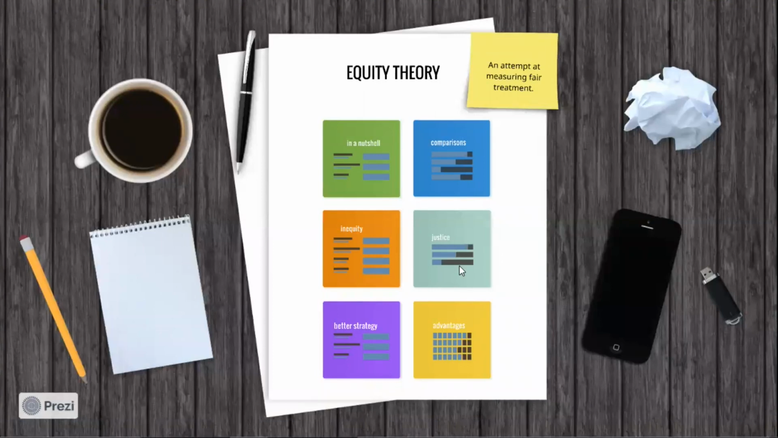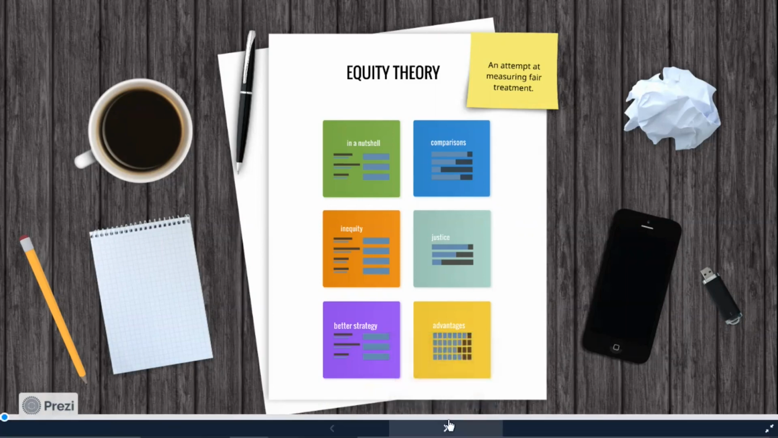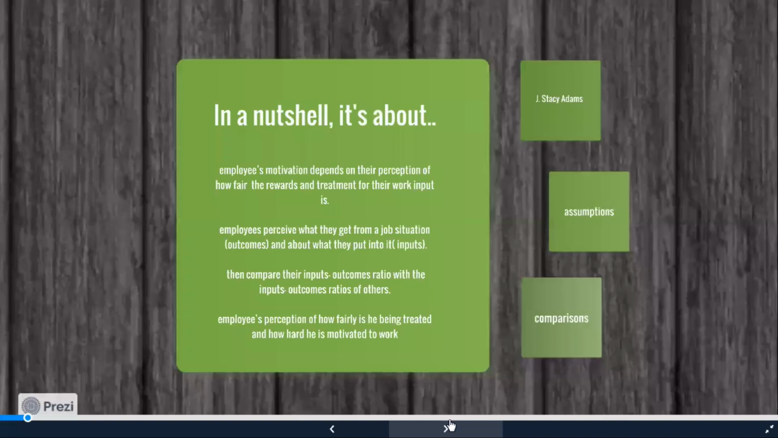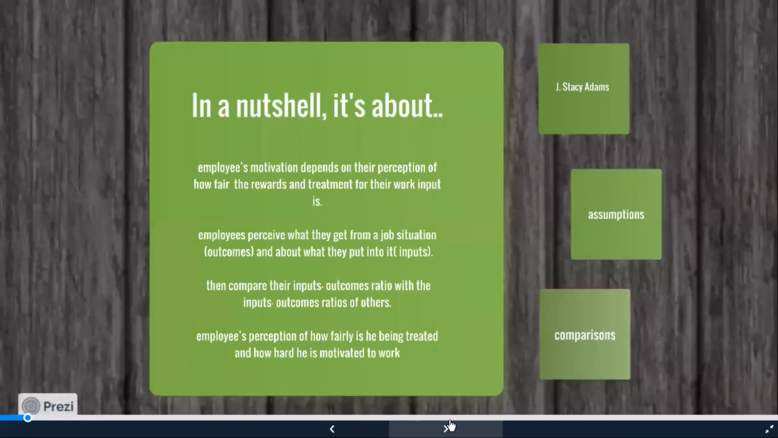Hello again. This is equity theory. This theory is somewhat different to the other theories that we've learned so far. When you carefully look at each and every theory, you do see lots of similarities between them. But equity theory looks at the motivation of the employee in a somewhat different way. They call it the inputs and the outcomes.